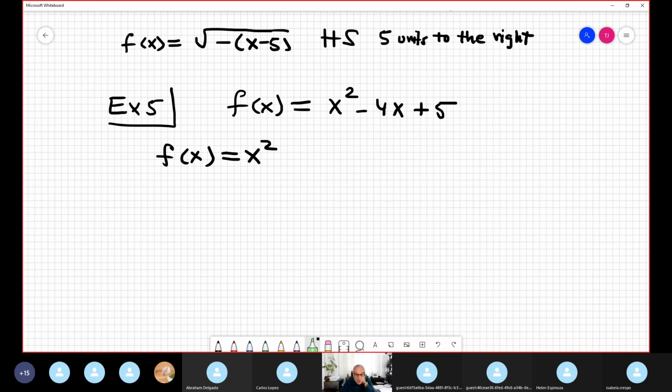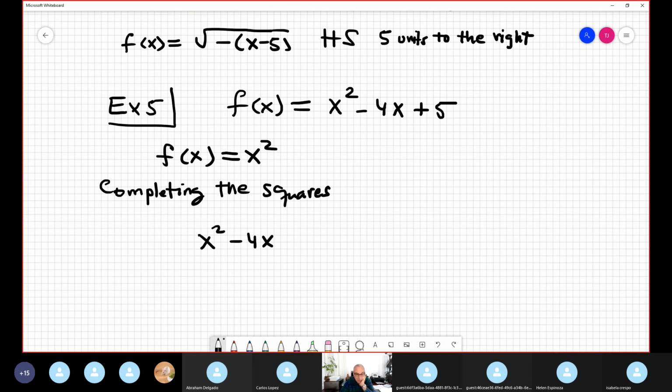What is the algebra? Well, complete the square. Exactly the same method that we use for solving quadratic equations. Complete the square. Sometimes we need to apply it in transformations. Look, let me show you. I copy again: x squared minus 4x plus 5.